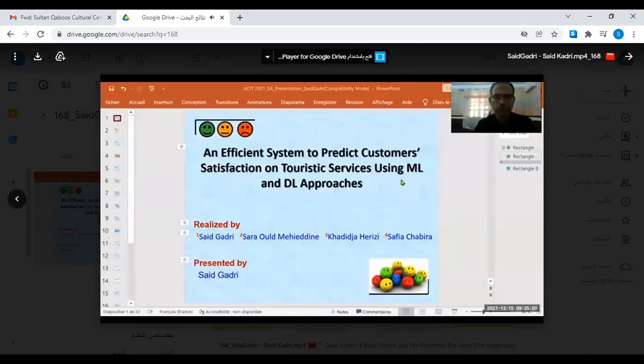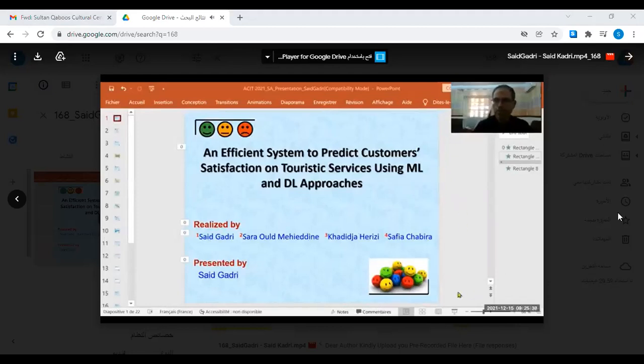Hello, everybody. I am Saeed Qadri from Algeria. I'd like to participate in your conference with this presentation, which is entitled An Efficient System to Predict Customers' Satisfaction on Touristic Service using Machine Learning and Deep Learning approaches. This work has been realized by myself and Sarah Dahrizi and Safia Shapira, and presented by me.